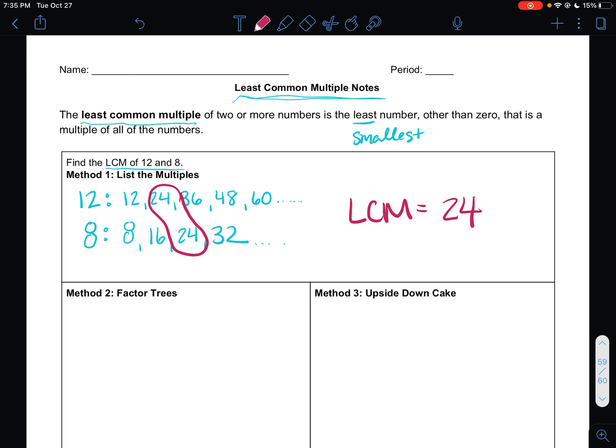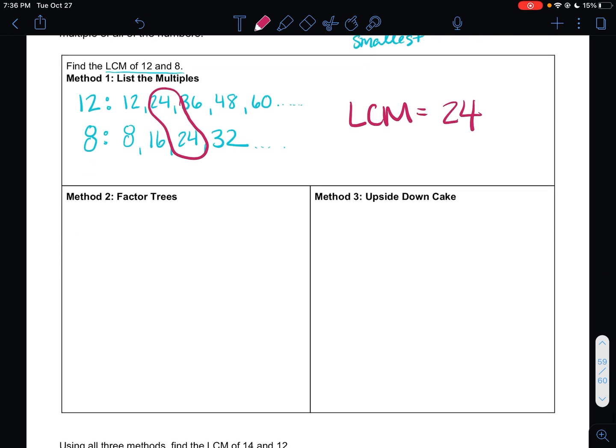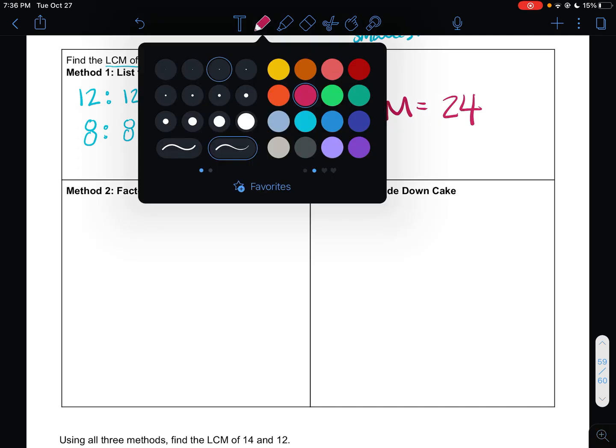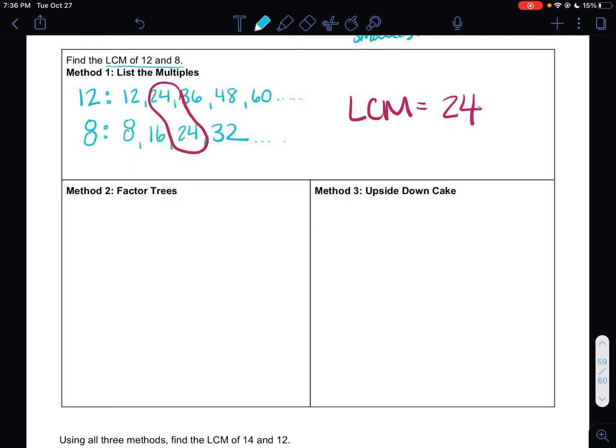Just like the factors, I'm not a big fan of that method because, one, you could be listing multiples for a very long time before you find one in common, or you could skip one. I feel like you've done the cake or the trees enough that you should be confident with one of those compared to just listing all of the multiples. So I am going to show you both methods, the factor trees and the upside down cake. If you have yours that you go with, you're more than welcome to fast forward to the one that you don't use. You don't have to watch it. But I do want you to make sure you copy down the method you are choosing to use.